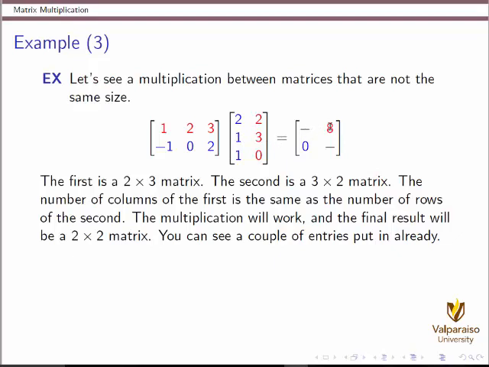We produce it the same way. This red 8, where is that sitting? Well, that red 8 is sitting in row 1, column 2. And that means we went to the left, we took row 1, we took column 2, we did the row-column product. 1 times 2, 2 times 3, 3 times 0. Add them up, 8. And then the 0 is produced similarly.